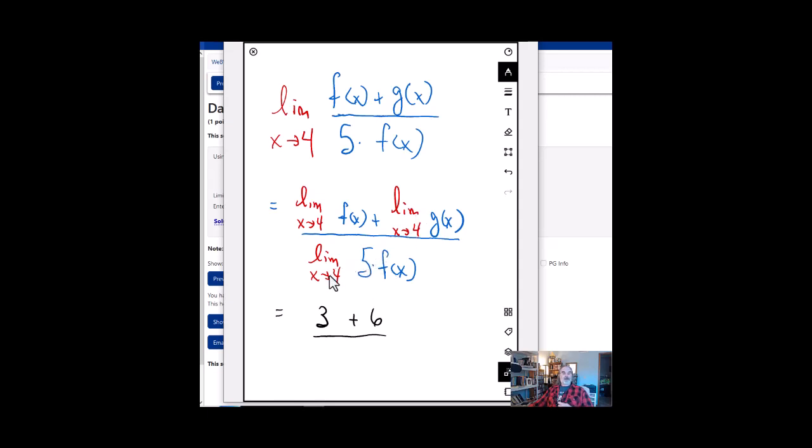Down here, the limit of 5 times f of x, you would hope would be 5 times the limit of f of x as we approach 4, and that is in fact how it works. And so down here, we can just put 5 times the limit of f, which we know was 3, and altogether then this result will be 9 over 15, which would reduce to what, 3/5?